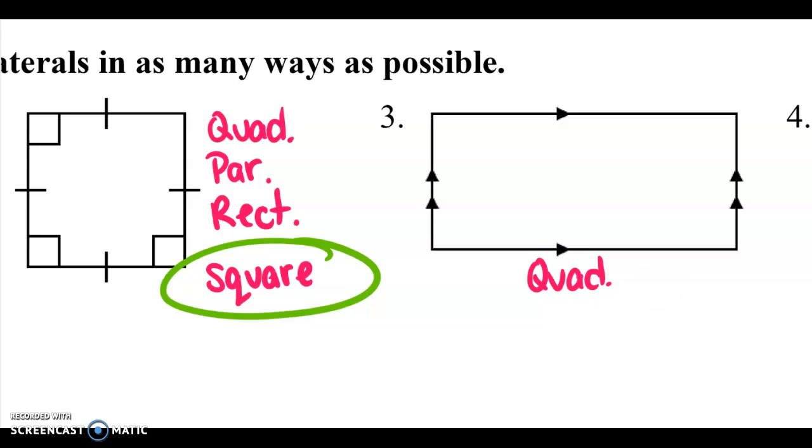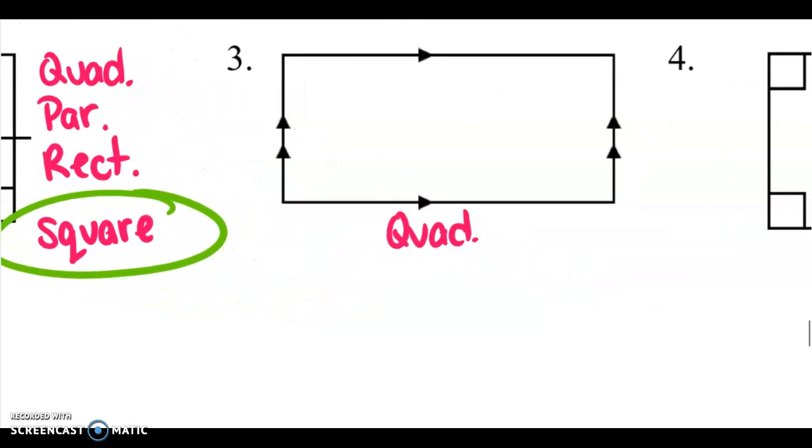Okay, for number 3, so once again, we're trying to write all the names of these quadrilaterals and then circle the one that makes the most sense or is the most specific. So this is a quadrilateral, but I see opposite sides are parallel. So that makes it a parallelogram, and that's the best name for it. Okay, a parallelogram is the best name for this figure.